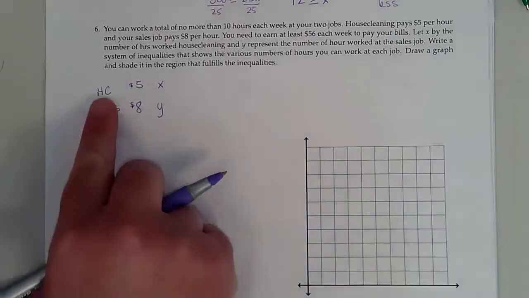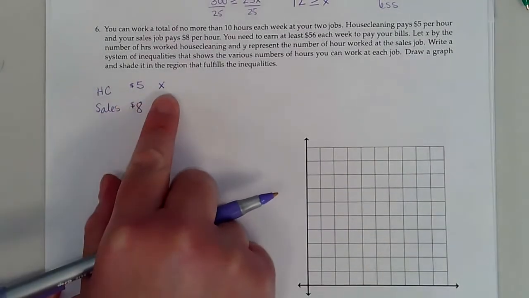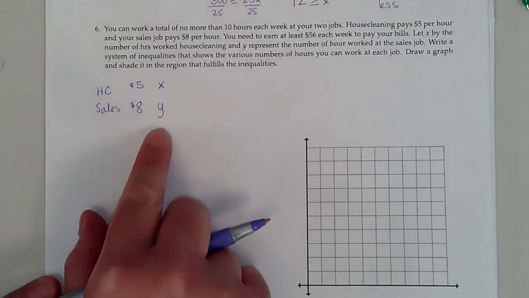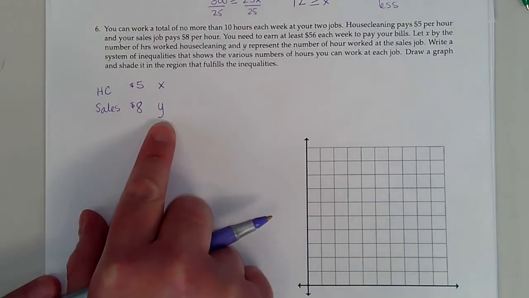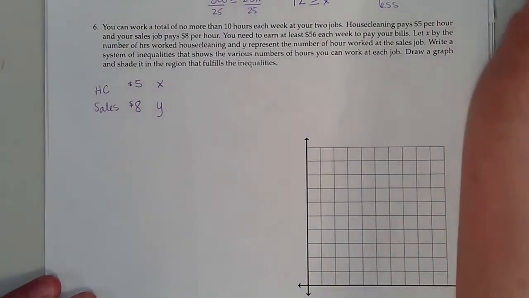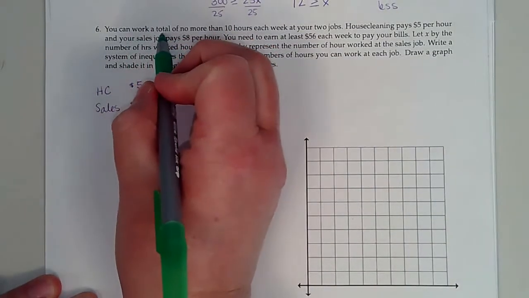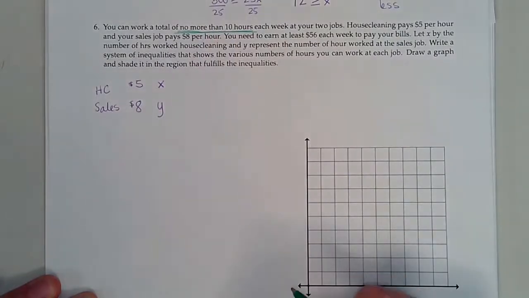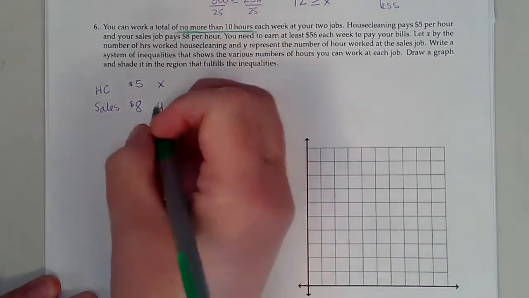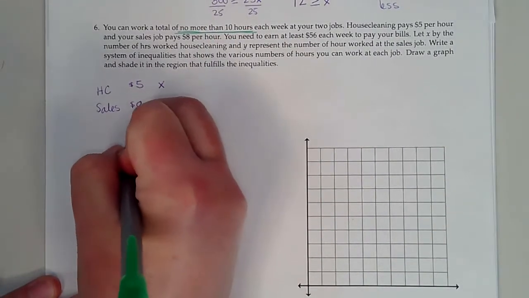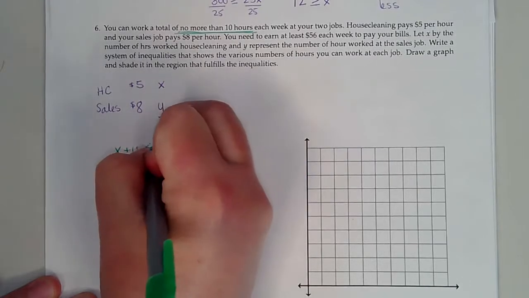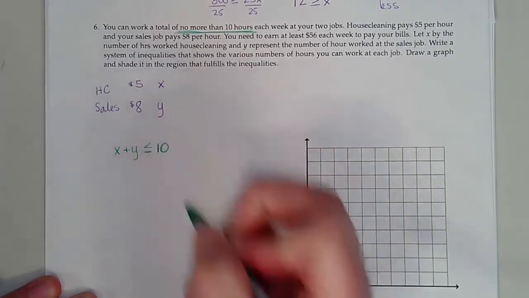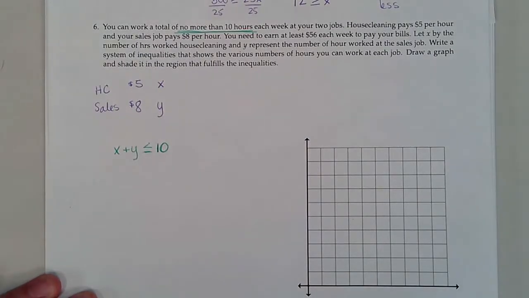All right, so we know that house cleaning pays $5 an hour, and we'll do that for X hours. And sales pays $8 an hour, and we'll do that for Y hours. So now let's go back and find these inequalities in here. So it says you can work a total of no more than 10 hours each week. So the number of hours that are worked is X plus Y. So we know that X plus Y needs to be less than or equal to 10, since you can't work more than 10 hours, but you could work exactly 10.